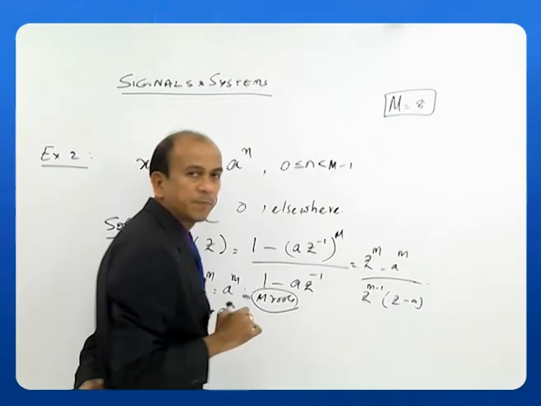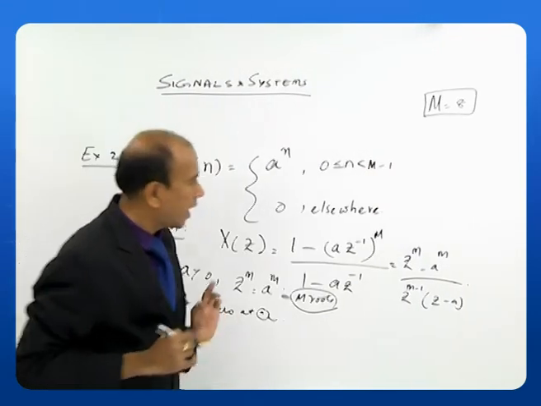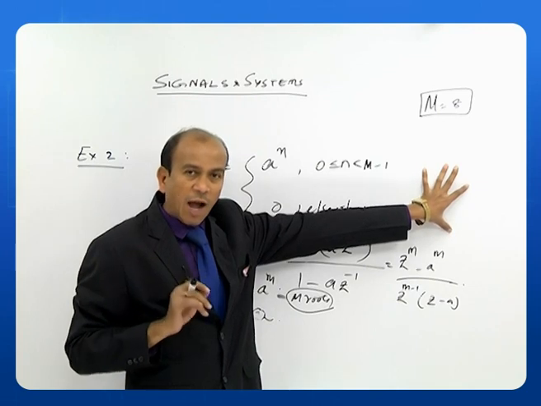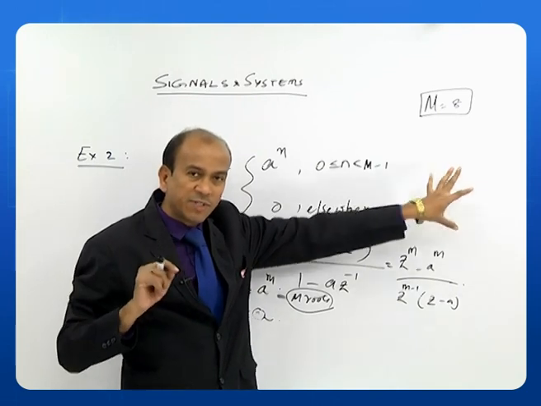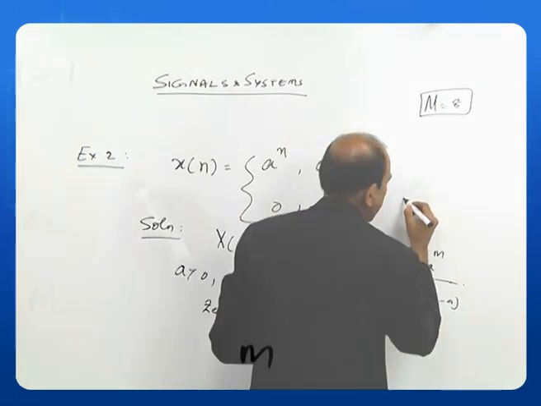Okay, for m equal to 8, how many zeros do I have? From this equation, I have 8 zeros, and I have 8 poles which are at the origin. So that's how it looks. Okay, so let us just draw this graph.